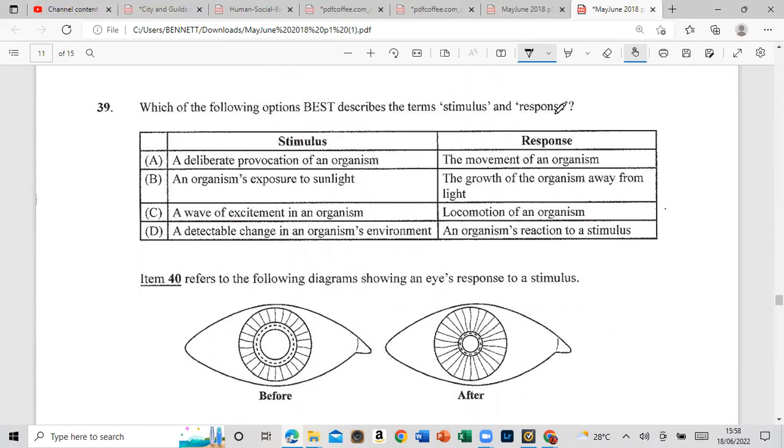39, which of the following best describes the term stimulus response? So stimulus, is it a deliberate provocation of an organism? An organism exposure to light, B, a wave of excitement in an organism, a detectable change in the organism environment. All right, so an organism interaction. So I'm gonna go with D.